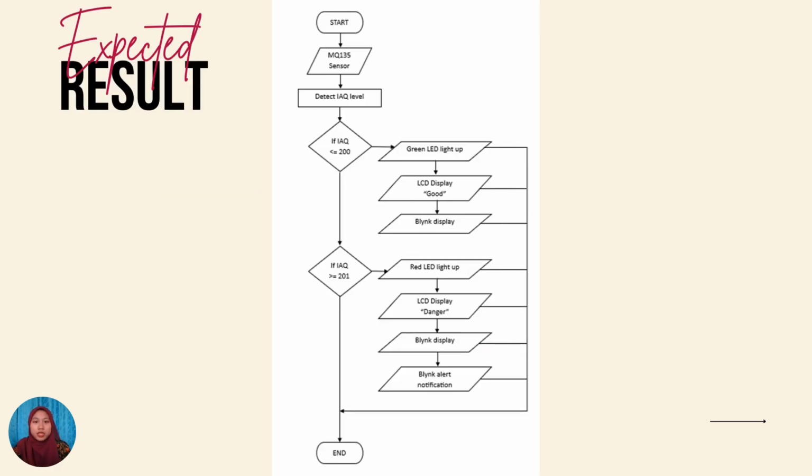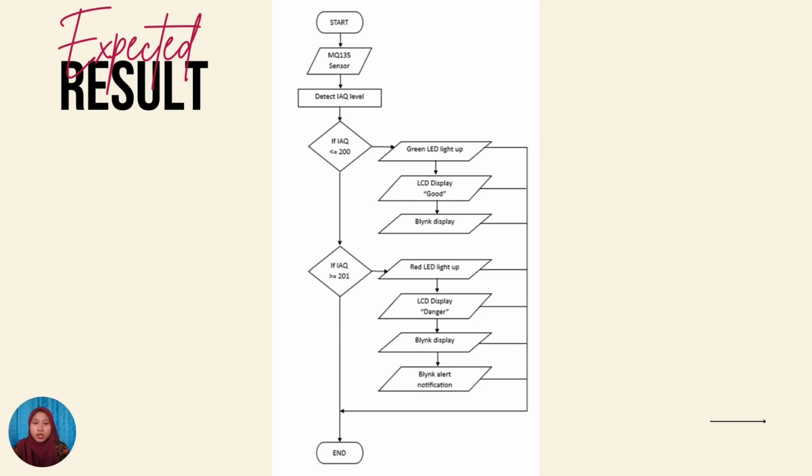So this is our flowchart. The process will start when the MQ135 sensor detects the IAQ level, and then it will check if the IAQ level is less than or equal to 200, then the green LED will light up. The LCD will display good and also the value, and the value of the IAQ level will also be displayed in the Blynk application.